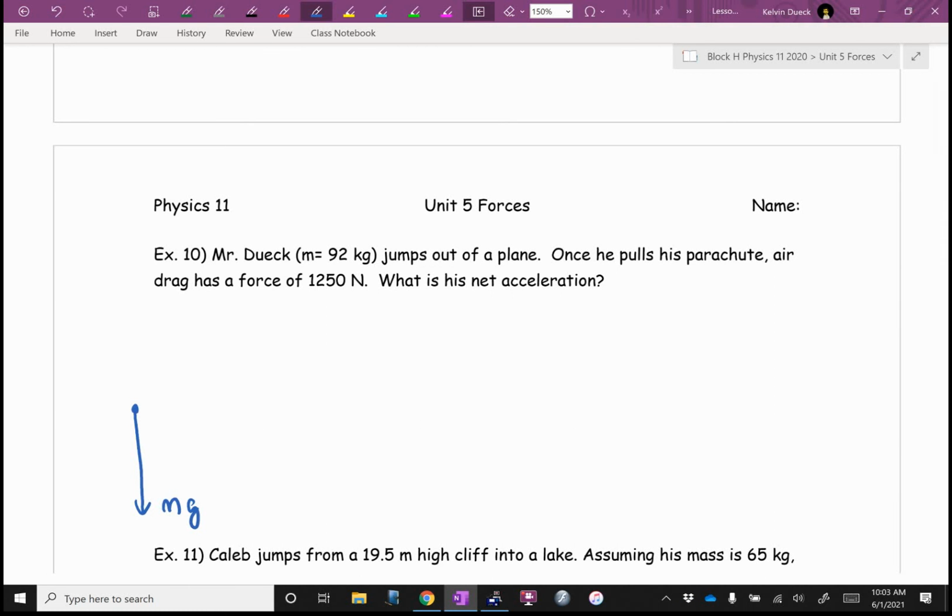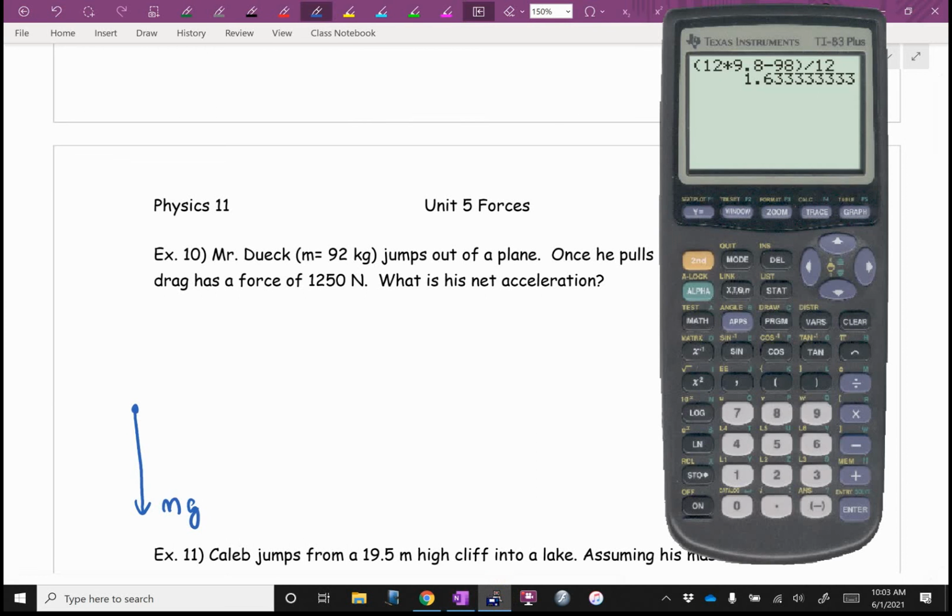Bigger, smaller, or the same size as mg? I don't know. Or do I? Yes. Calculate mg on your calculator really quickly. 92 times... Wait. I'm lazy. Instead of 9.8, what's a nice round number really? I could probably just go 92 times 10. What is 92 times 10? It's going to be less than air drag.